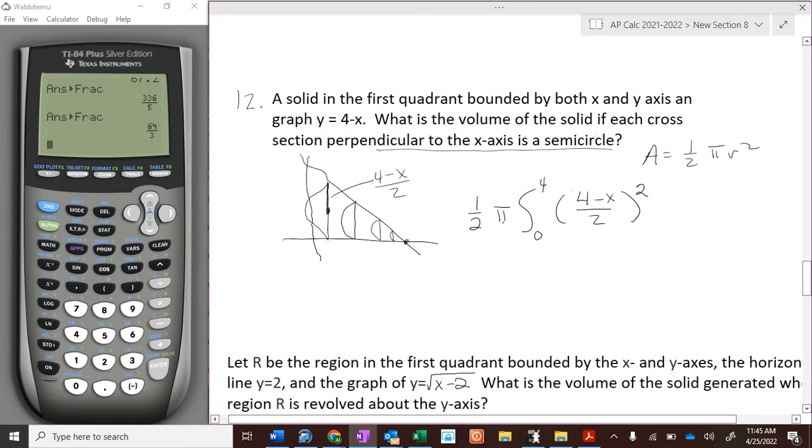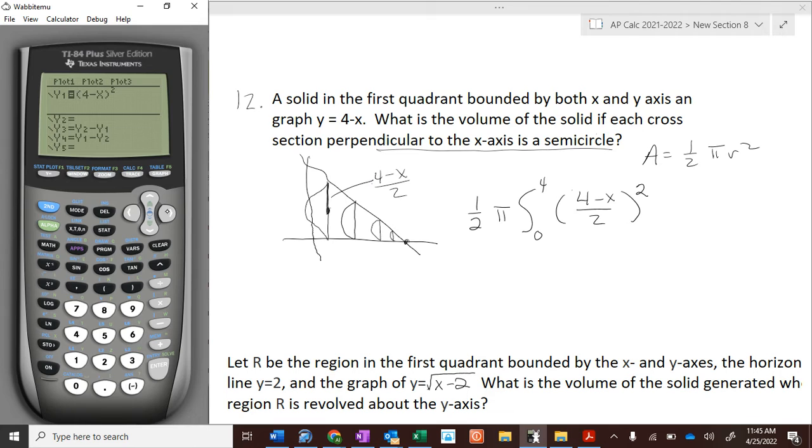So I'm going to leave this 1/2 pi off for now. So I'm going to go y equals, I'm going to take this and go divided by 2, parentheses, and insert a parenthesis up front, squared. Okay, we good with that? Yes. So we're going to graph that. It's going to look like that. And we're going to go second trace 7. And again, from 0 to 4.